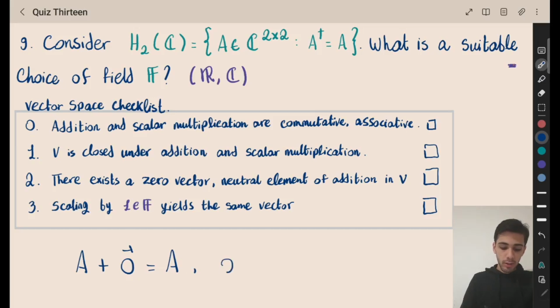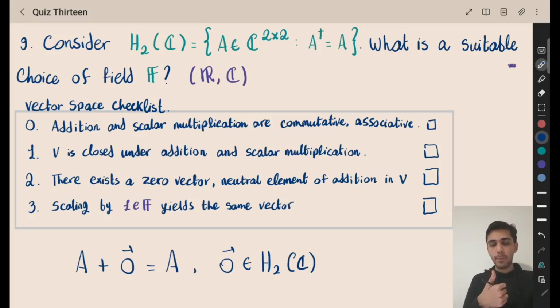And the reason why the zero vector is in H2C is because, number one, its entries are real, which means they are not imaginary. Number two, it's all zeros, so if you transpose it, it's still symmetric, it gives you 0. Number three, because it's real, it doesn't matter if you take the complex conjugation. It's just a real number. You cannot really complex conjugate it. It remains as it is.